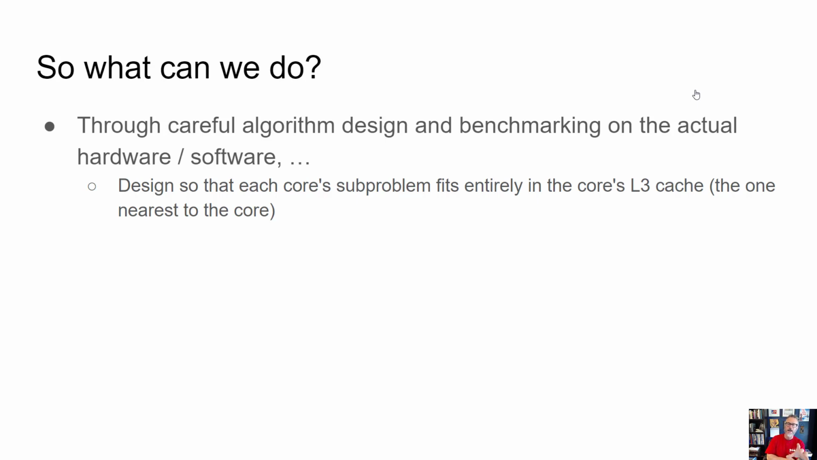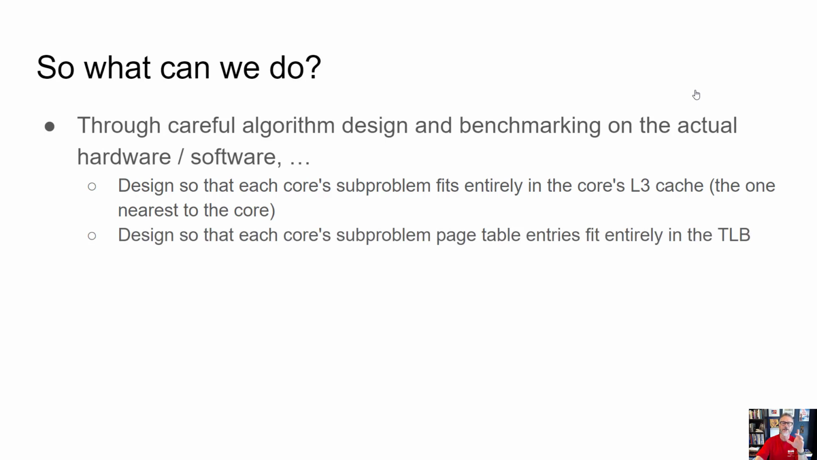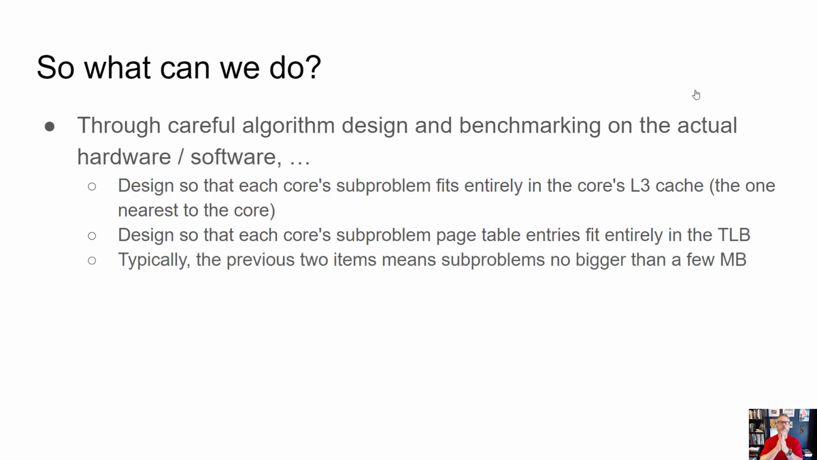Okay? So we're going to try to design everything so that whatever we're working on fits in that amount of memory, while simultaneously designing so that its subproblem page table will fit entirely in the TLB. So its total memory that it's going to use is in that TLB range, so we don't have to go out into memory to look at the TLB and then look in memory, right? So we don't have two RAM accesses. Okay, so as a rule of thumb, those previous two items mean that we want the core to be working on subproblems that are no bigger than a few megabytes apiece.